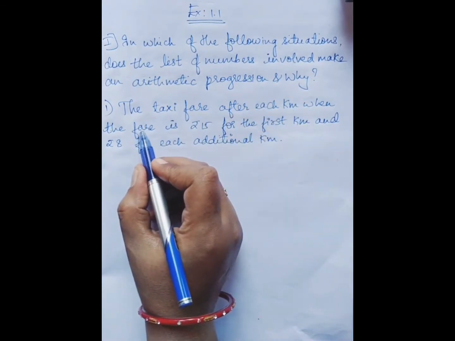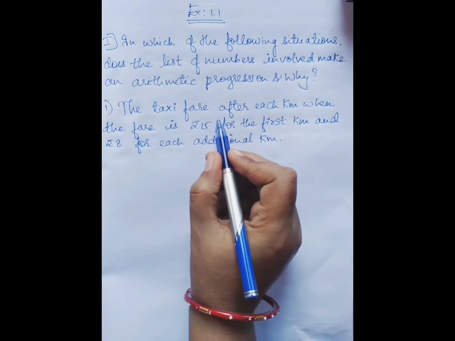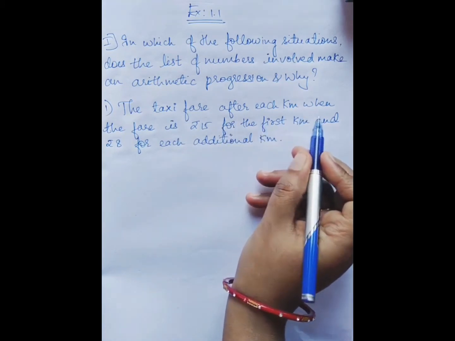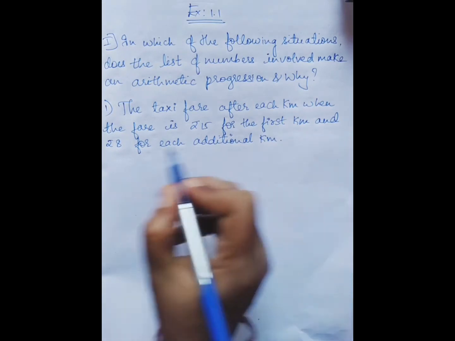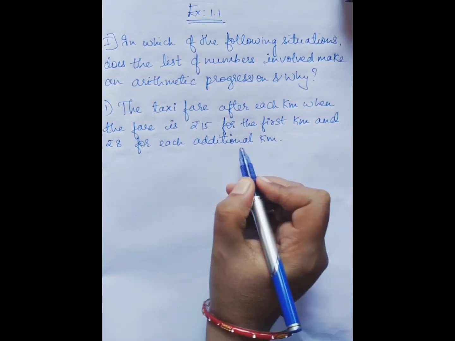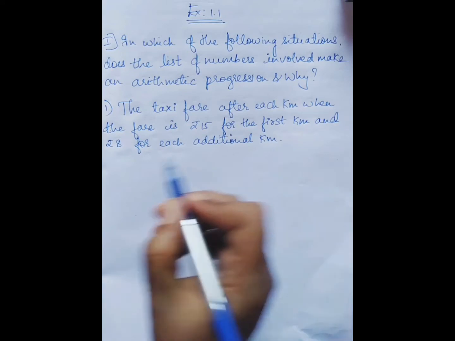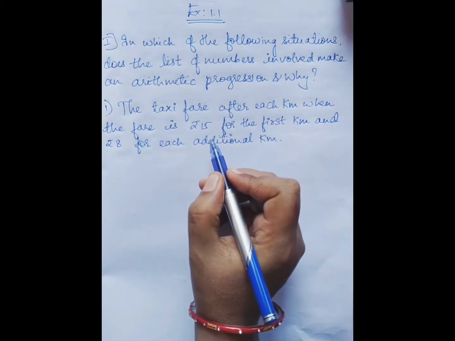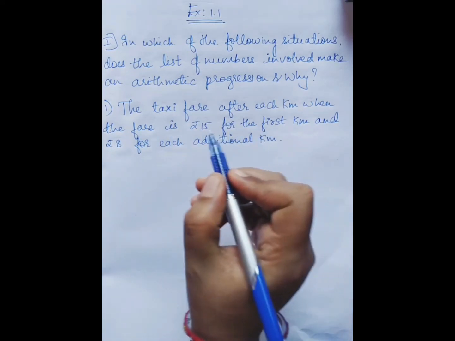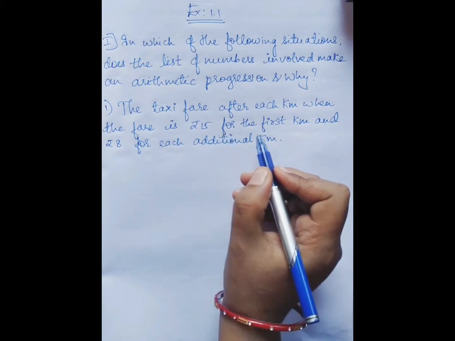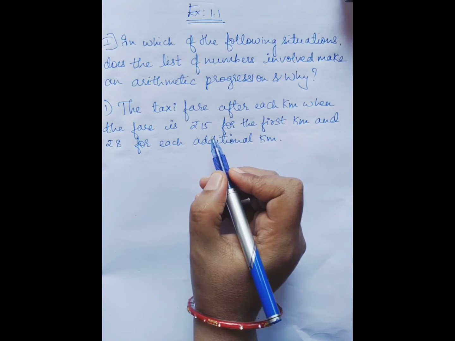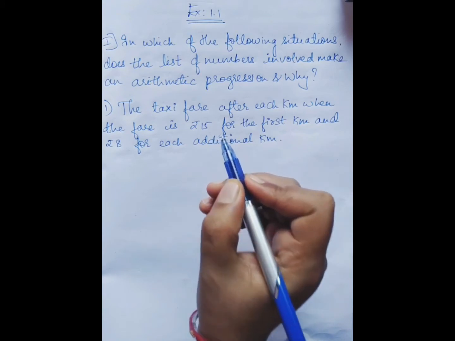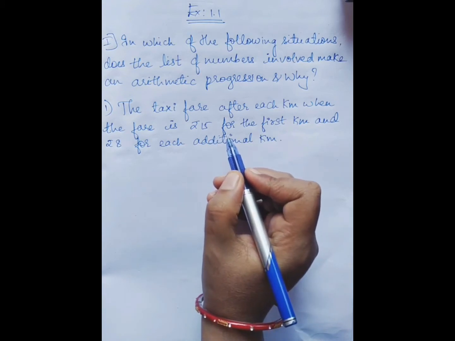Now the first question is the taxi fare after each kilometer when the fare is rupees 15 for the first kilometer and rupees 8 for each additional kilometer. Now using this question we have to form an arithmetic progression. We have to prove that it forms an arithmetic progression, and I have already explained the condition for arithmetic progression: we have to get the same common difference.